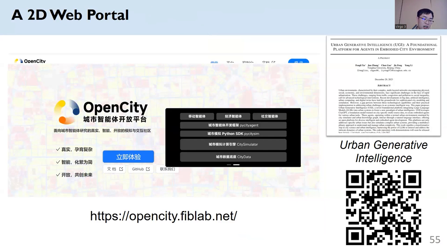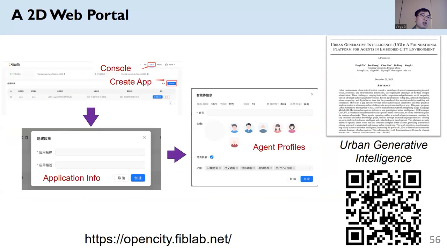That is a 3D simulator, which is quite heavy. We are also building a more lightweight 2D web portal. We want to be more open so that people from different backgrounds can access this kind of platform to do some interesting simulations. You can access this platform now through this URL. We want to make this a codeless platform, so people from all backgrounds can deploy agents with only several clicks.